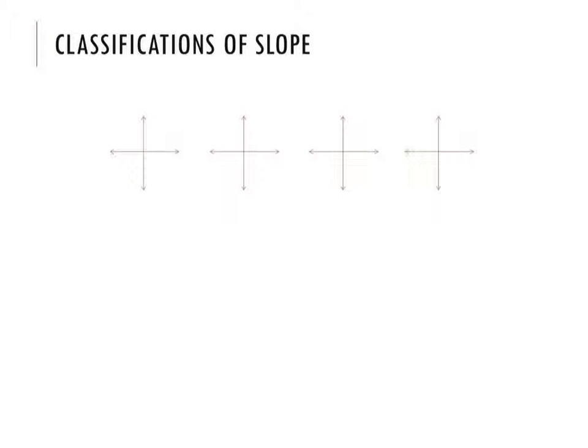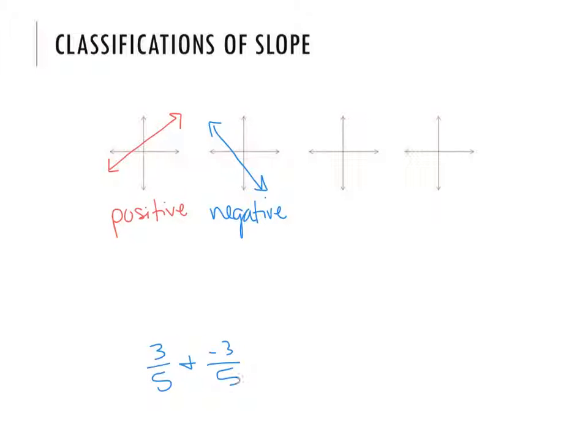There are 4 different types of slopes we can have. The first type is a slope that rises as you go to the right, and this slope is positive. The example we just did had a positive slope. You can have slopes that fall going left to right. These slopes are negative. Notice they can have the same steepness. Just a little side here, 3/5 and negative 3/5 have the same steepness.